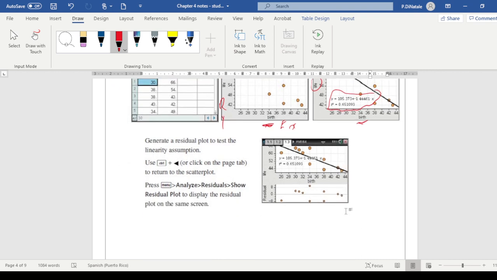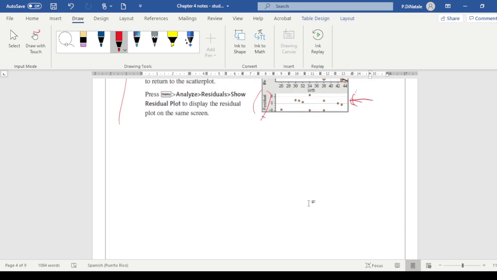And then we do our residual, and all the information of how to do it is there. I'm not going to show you how to do that. And you can see that the residual plot, this one here, shows no clear pattern, and therefore we can confirm the assumption of linearity with this residual plot.